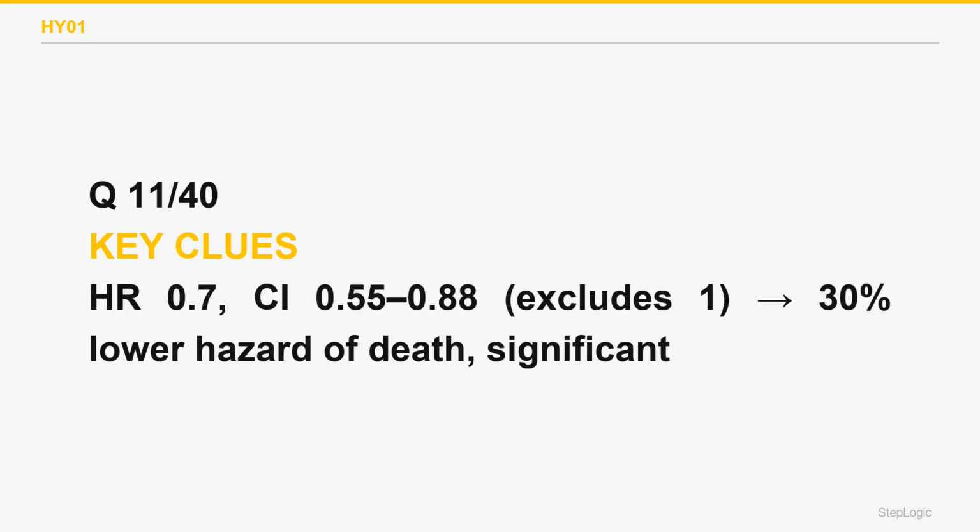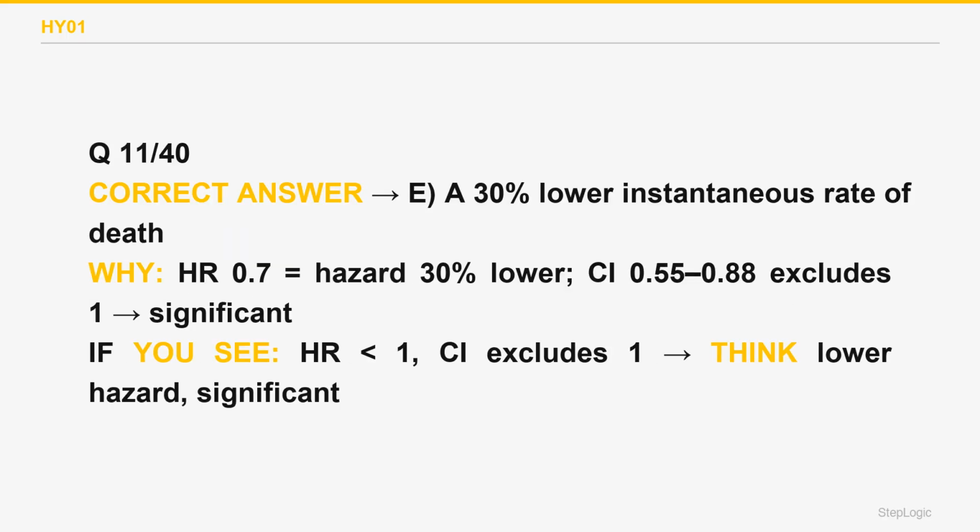A hazard ratio compares the instantaneous event rate, the hazard, between two groups at each moment of follow-up. An HR of 0.7 means the new drug carries a hazard of death that is 30% lower than standard therapy at any given time. Because the 95% confidence interval 0.55 to 0.88 does not cross 1, the effect is also statistically significant. The correct answer is E.